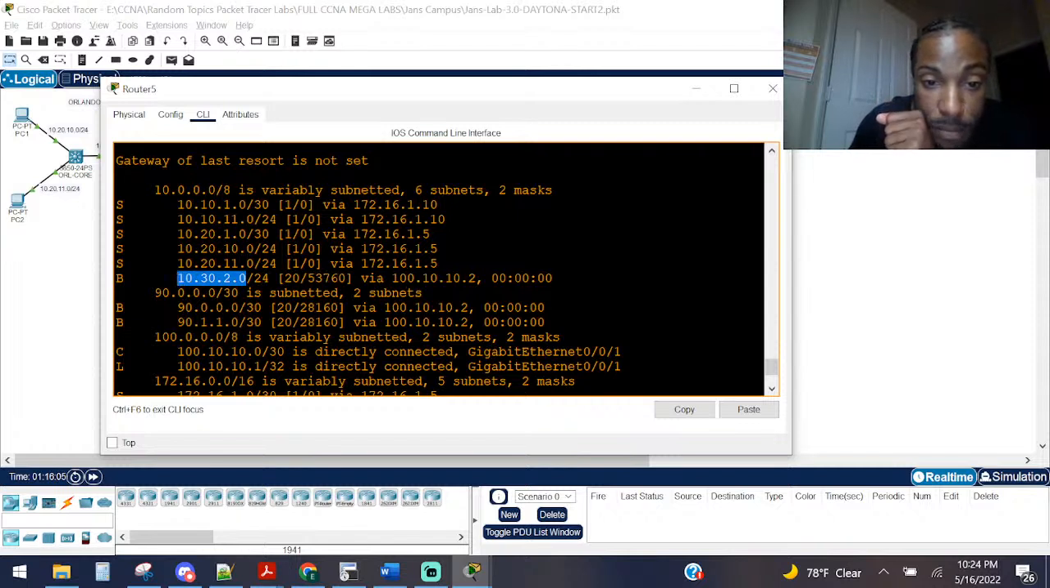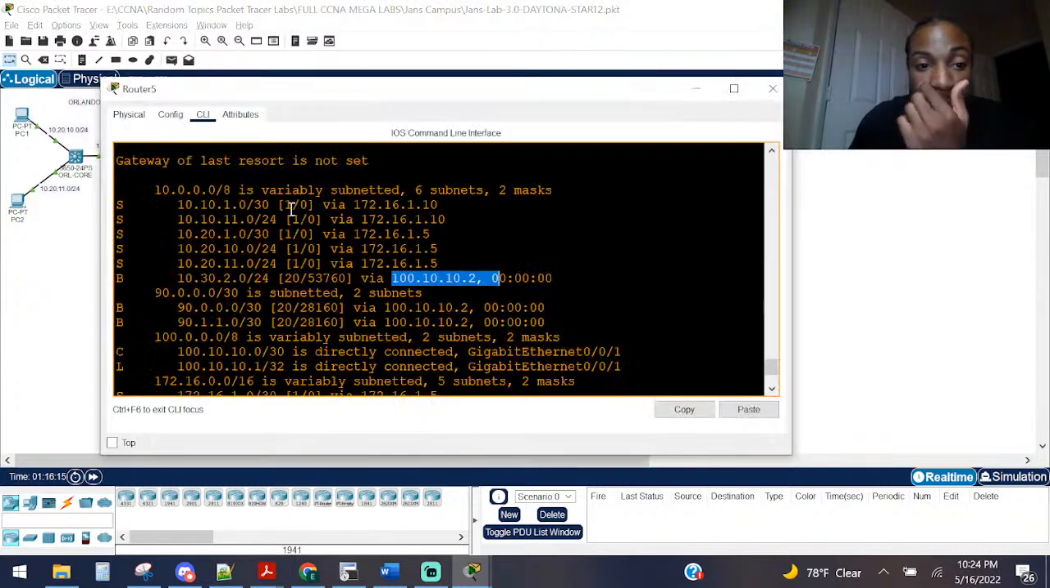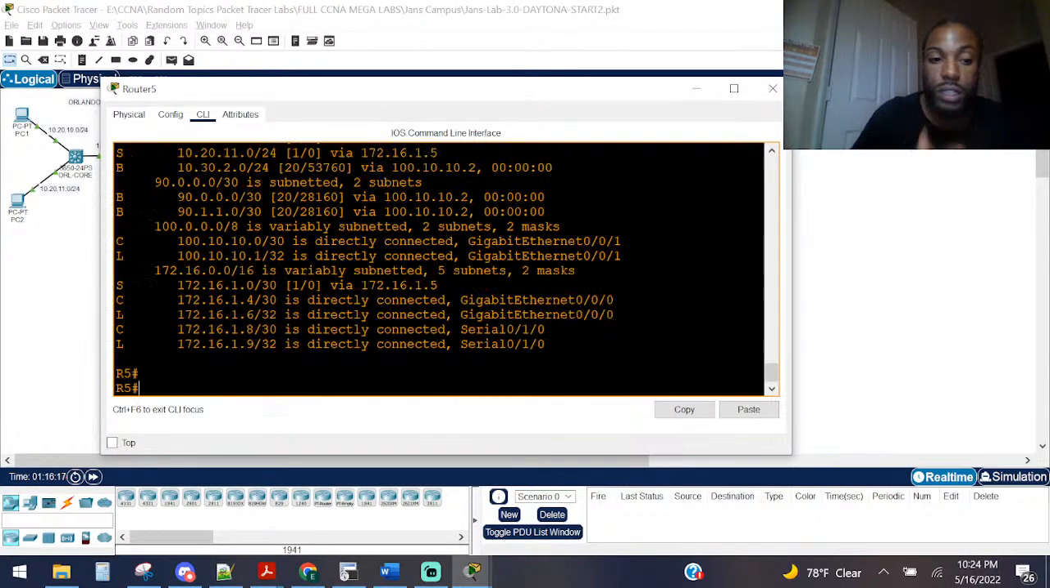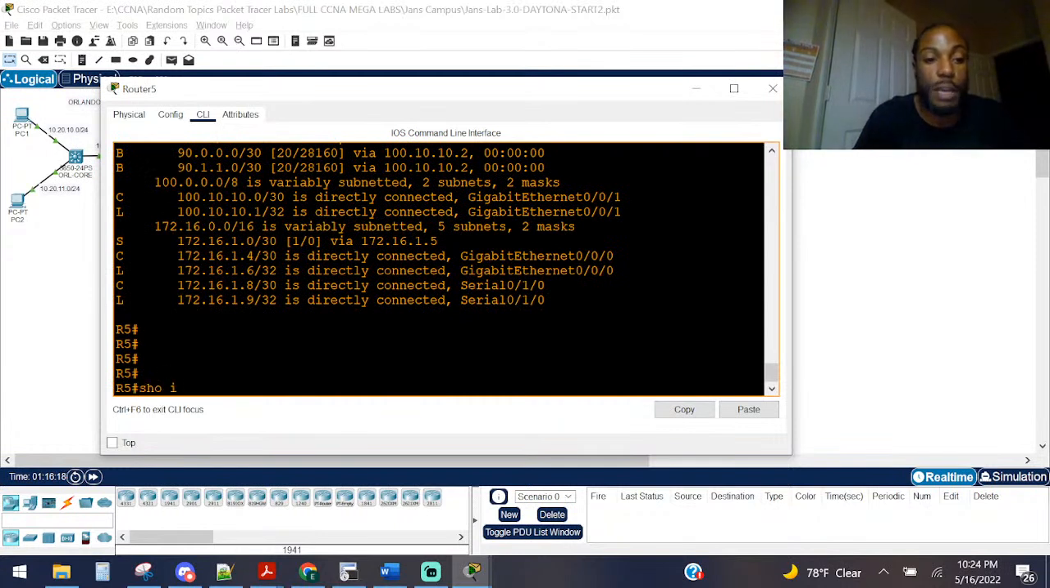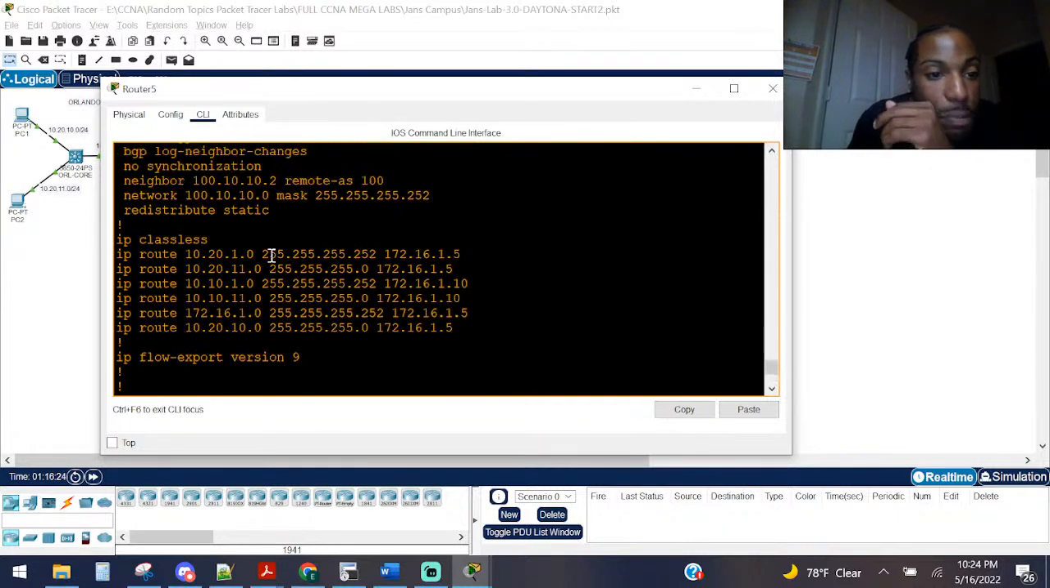And it's his next hop. He said, to get there, I've got to take my next hop, 10.10.10.2, which is right over here. I know how to get there, but I need to let these guys back here know about it. Show IP... let's just do a show run real quick. It's probably somewhere in my BGP.